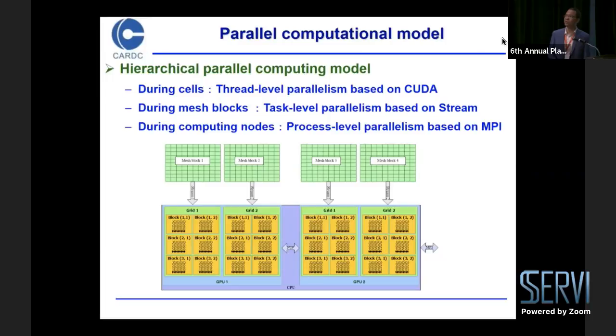There are 3 levels of parallelism. One is among the cells, the other is among mesh blocks, and the third is among computational nodes. Among cells, there is thread level parallelism based on CUDA. Among the mesh blocks, there is task level parallelism based on streams. And among the computational nodes, there is process level parallelism based on MPI.